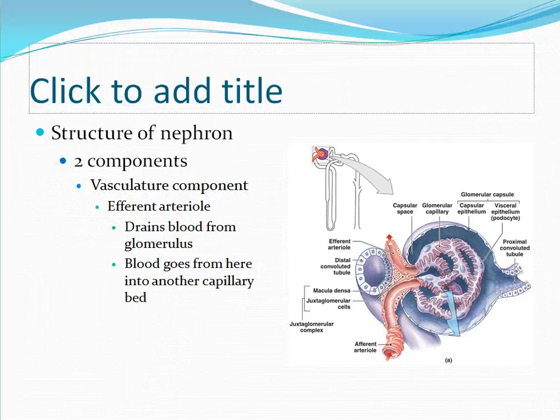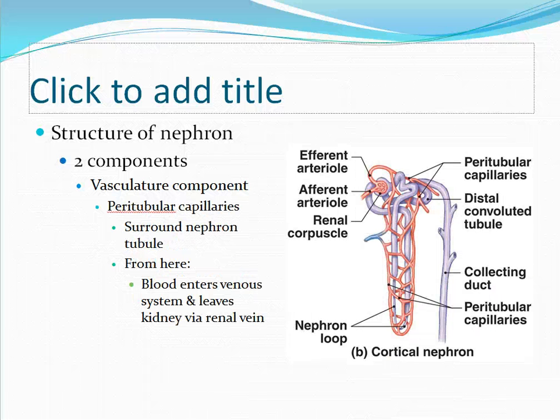The efferent arteriole drains blood from the glomerulus. Blood from here then enters into the second capillary bed. The second capillary bed is known as the peritubular capillaries. These surround the nephron tubule. From here, blood will then enter into the venous system and leave the kidney via the renal veins.